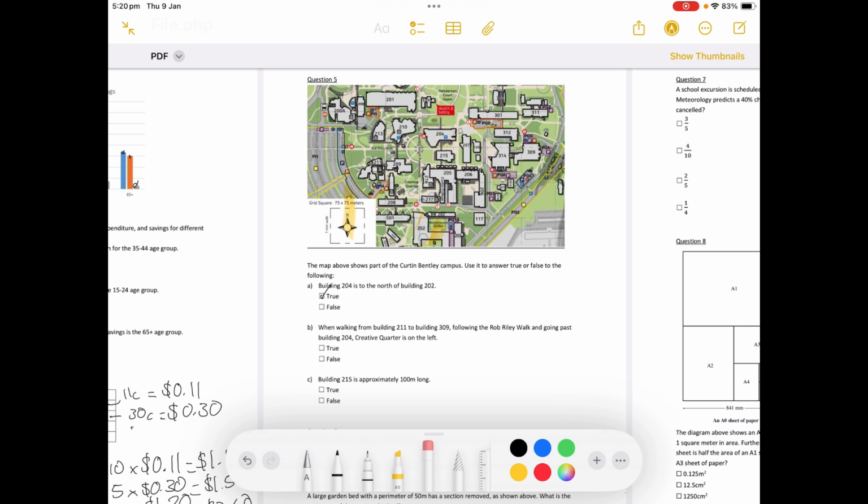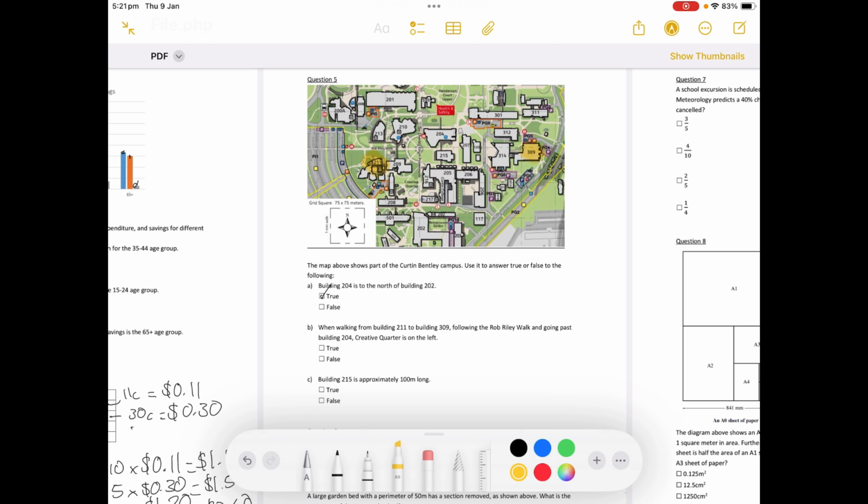B. When walking from building 211 to building 309, following the Rob Riley walk and going past building 204, creative quarter is on the left. Alright, so let's have a look where these buildings are. Building 211. Now, where is that? That is here. To building 309. That's over here.